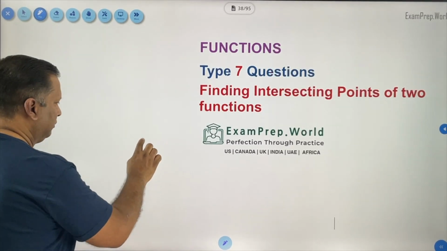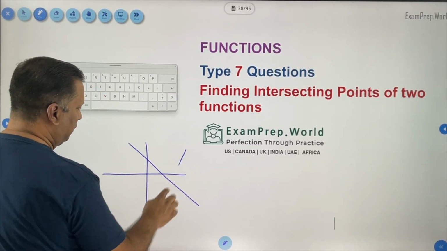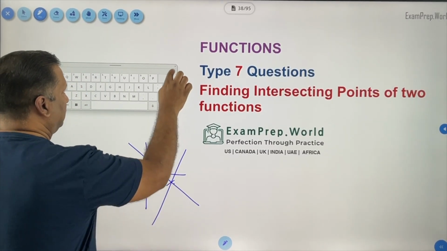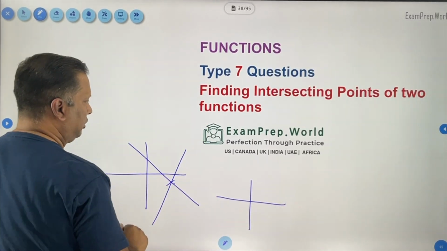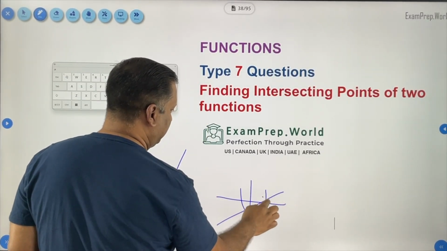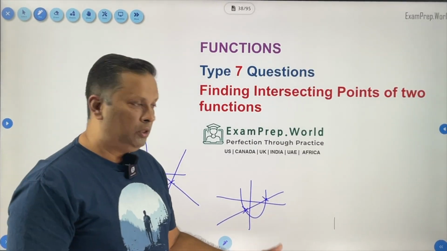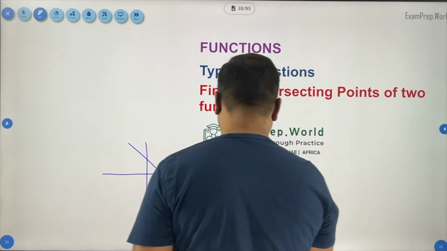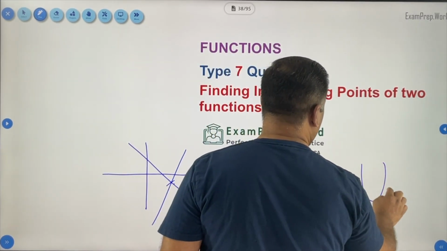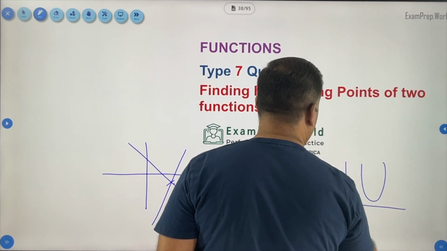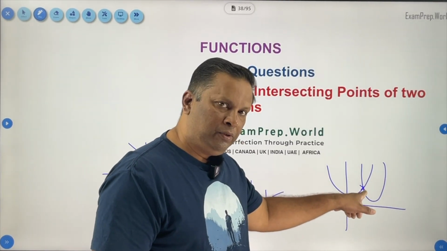You have one of the functions like this, one of the functions like this. You have to find this point. Or you will have to find the point of intersection of a line and a quadratic. It's possible that you can get this. Sometimes you can get two quadratics, one quadratic here and a second quadratic here. Sometimes you may be asked to find the point of intersection of two quadratics like this.